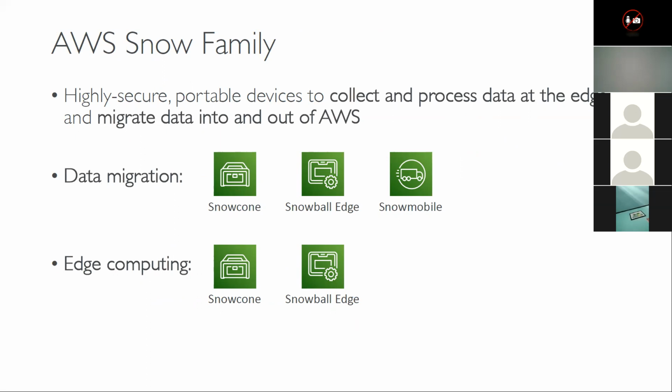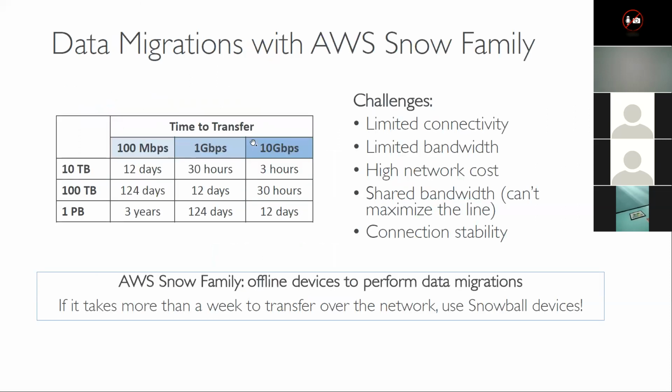So one example is data migration. Gustong i-migrate sa Snowcone, Snowball, Snowmobile. Edge computing naman sa Snowcone, Snowball Edge. So ano ba itong Snowball? Yellow ba yan? Ganito yan. So data migration with the Snow Family.